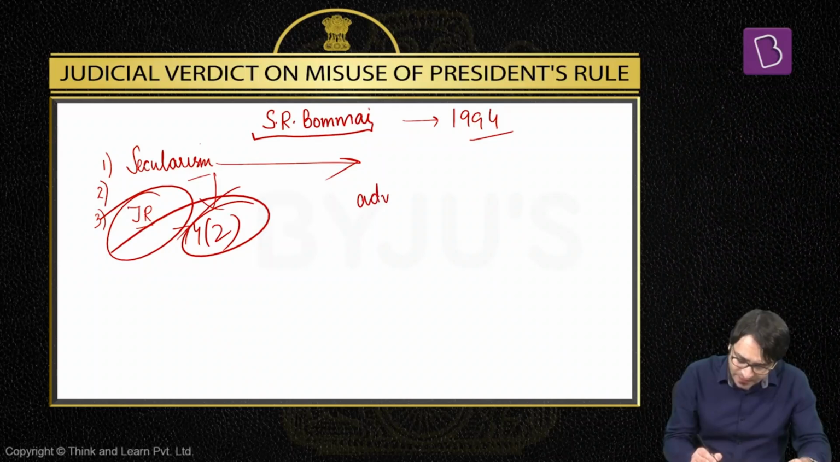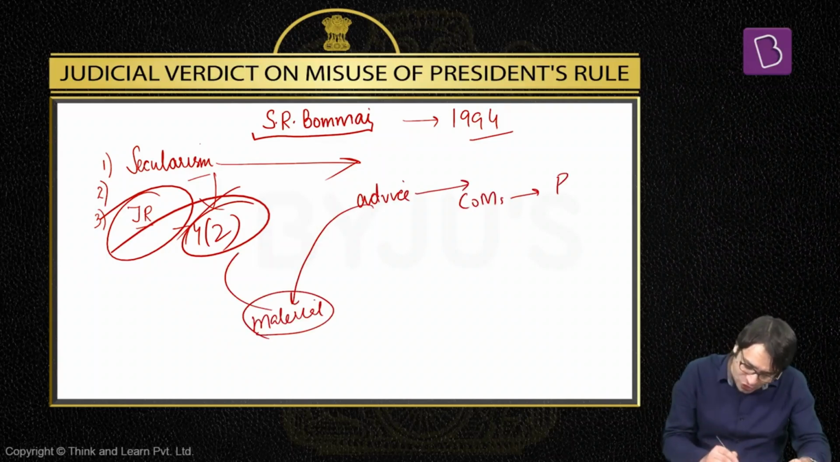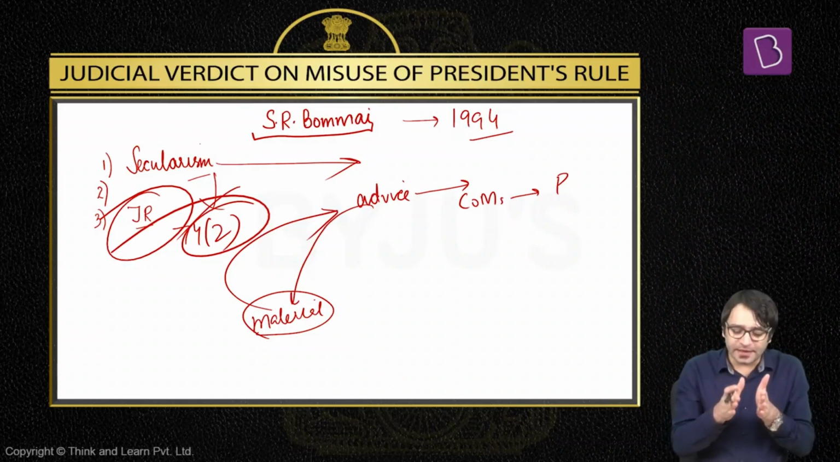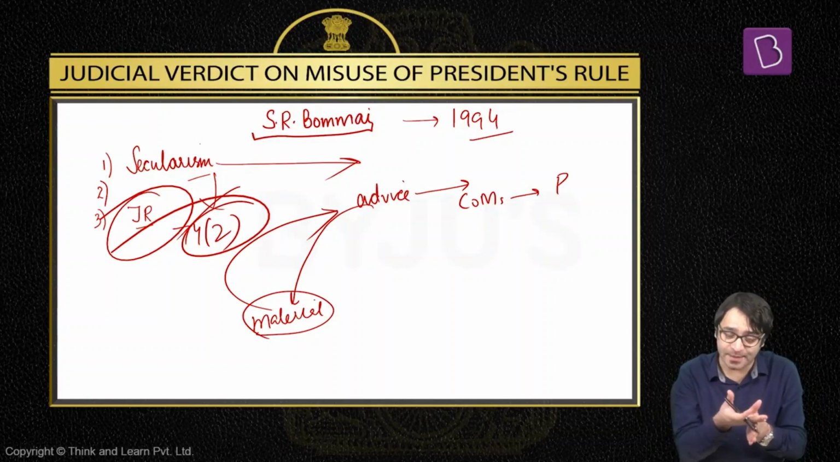We will not get into the advice tendered by the Council of Ministers to the President, but we will go into the material on the basis of which this advice was given. So what? The advice tendered by Council of Ministers cannot be inquired into in any court of law. Clear? And it is based on this advice that President's rule is imposed in the state. So if there is judicial review, that means basically you have to go into this advice. Where exactly did Cabinet advise the President to impose President's rule?